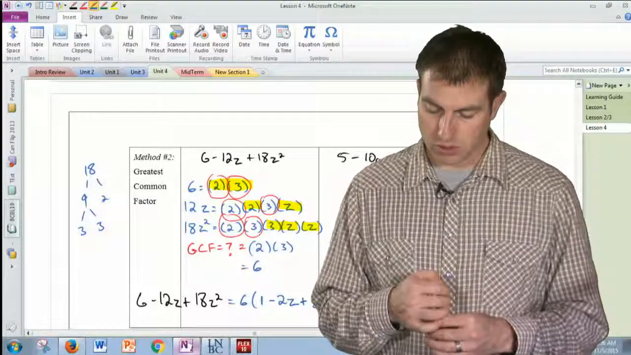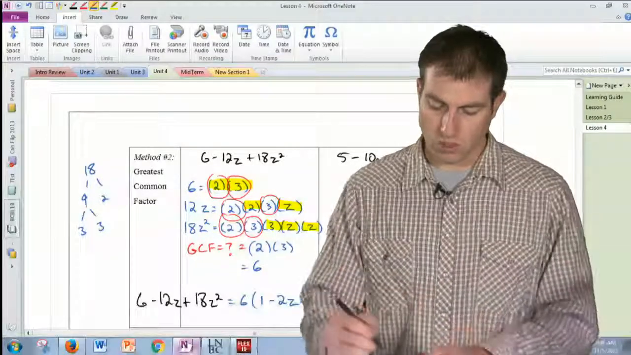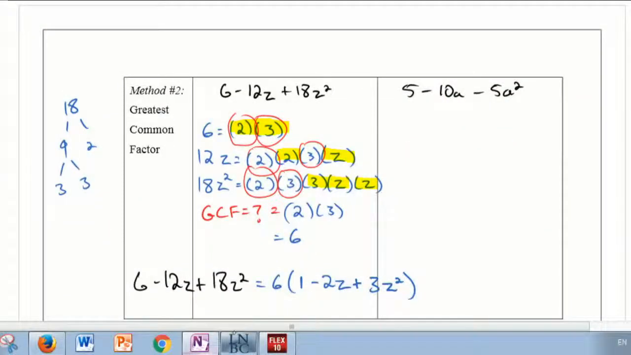Wouldn't the greatest common factor just be 3? Well, when we say the word common, Taylor, we see that the 2 is also common to all of them. Each one of these terms has a 2 in it, so that would be part of the greatest common factor. They also all have a 3. So those are the two things that are common to them.